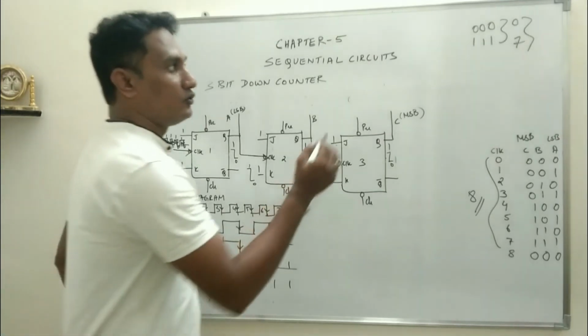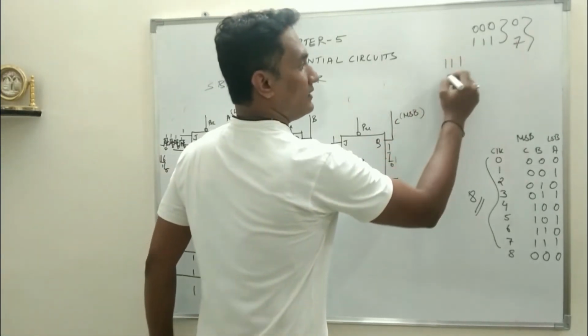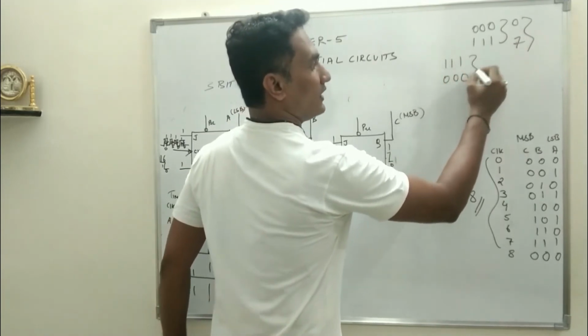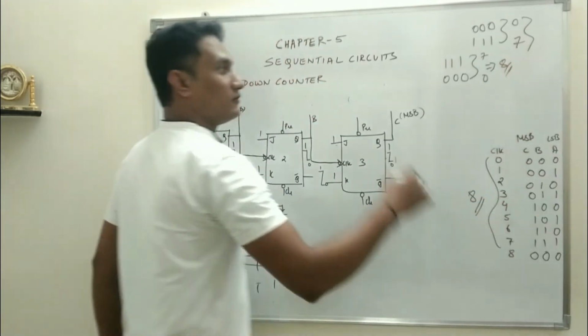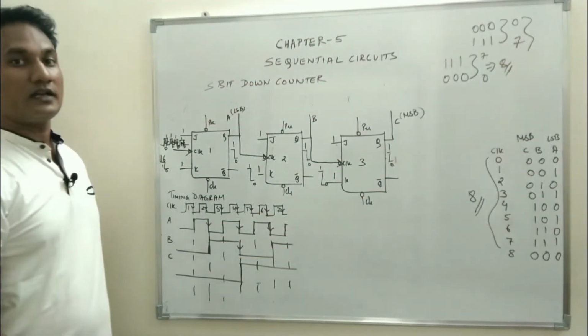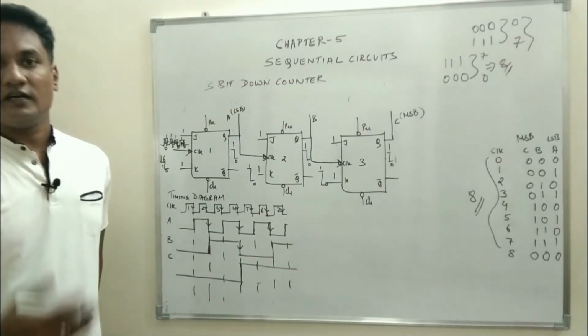That means the count should go from 111 to 000. Of course it will go from 7 to 0. The total number of discrete states will be 8. It will be called a modulo 8 counter, but it will count in the down direction.